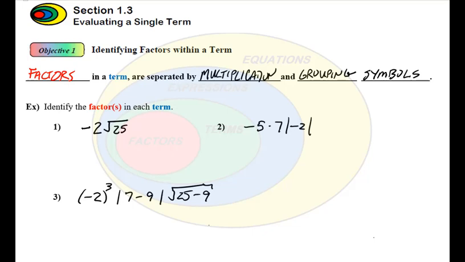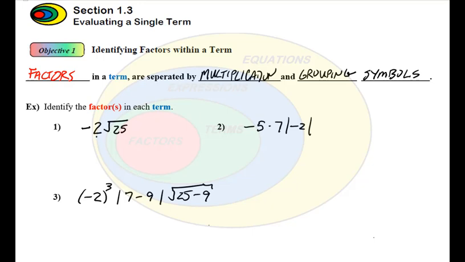All right, now that we understand factors and factor operators, how do we evaluate a single term? First of all, I want us to be able to identify factors within a term. Factors in a term are separated by multiplication and grouping symbols. When I look for factors, basically I can see them as I look for terms. Terms are separated by plus or minus outside of grouping symbols.